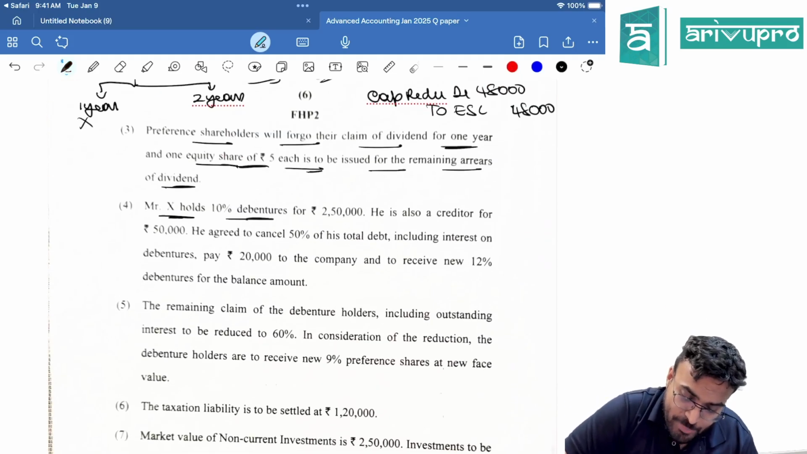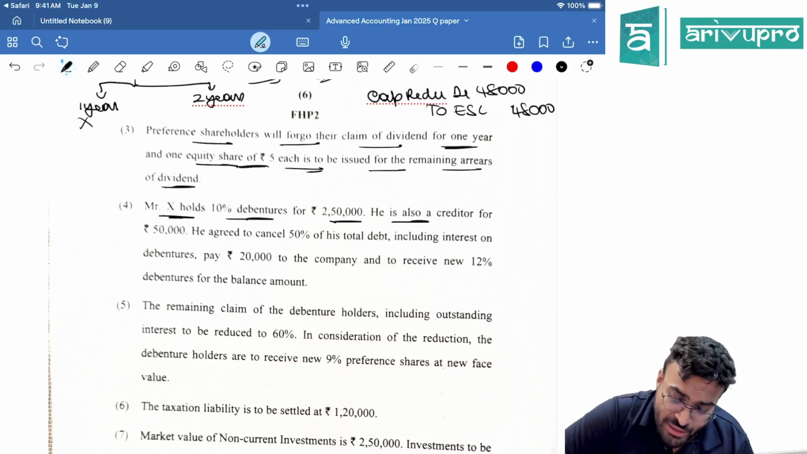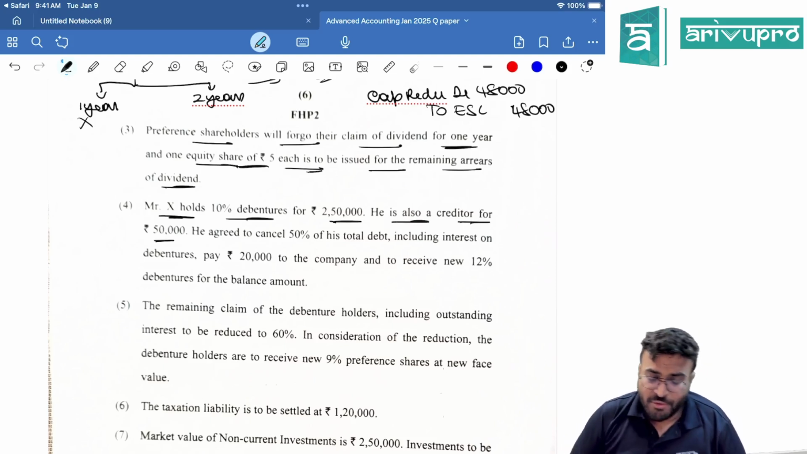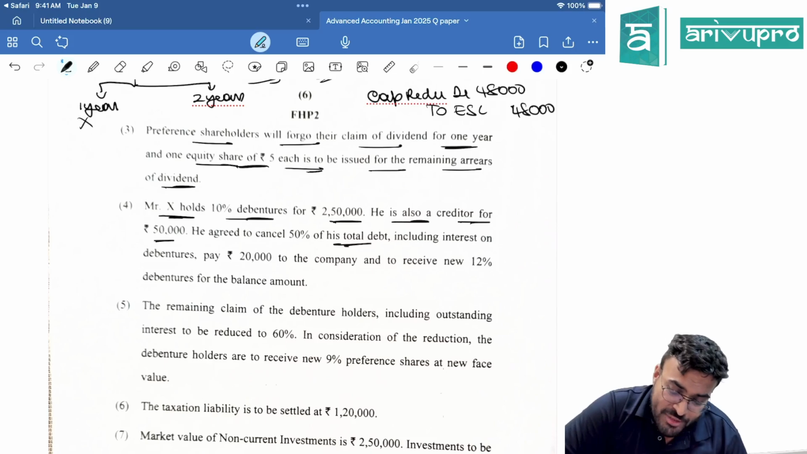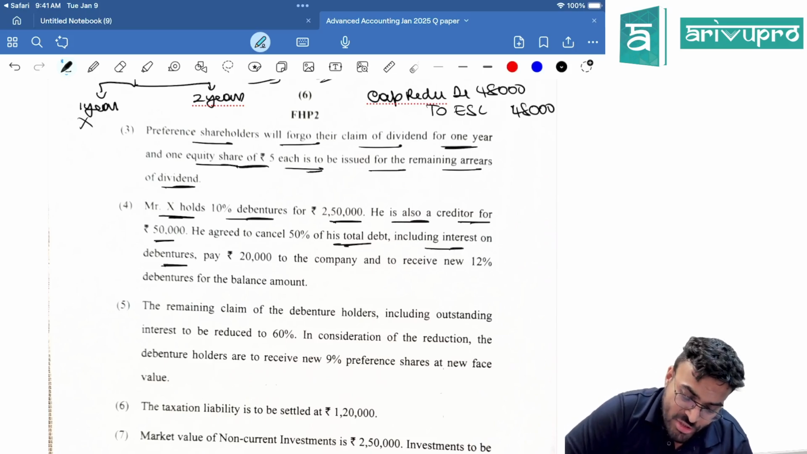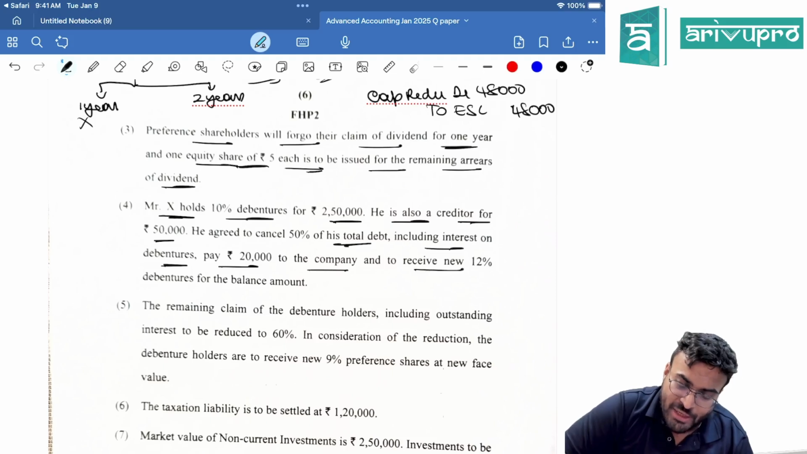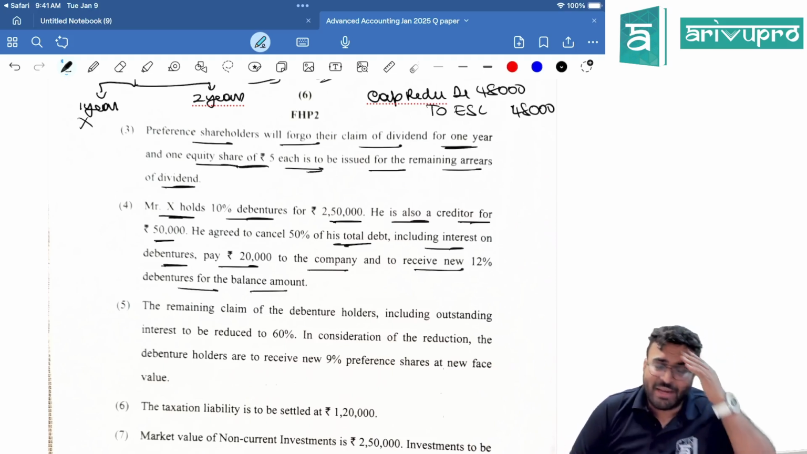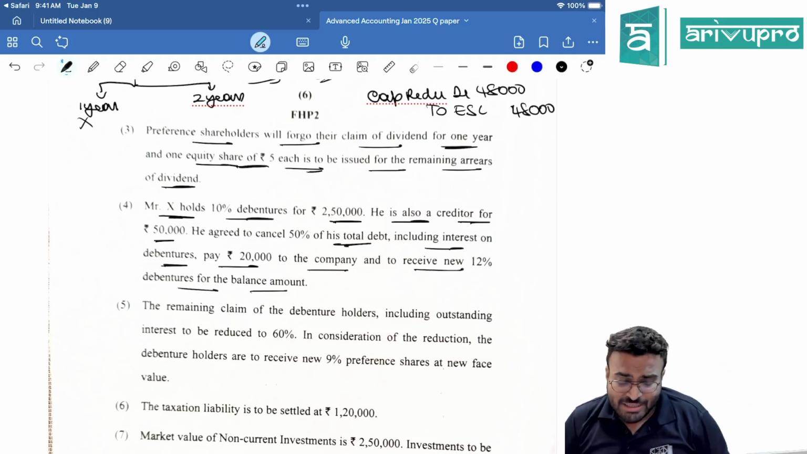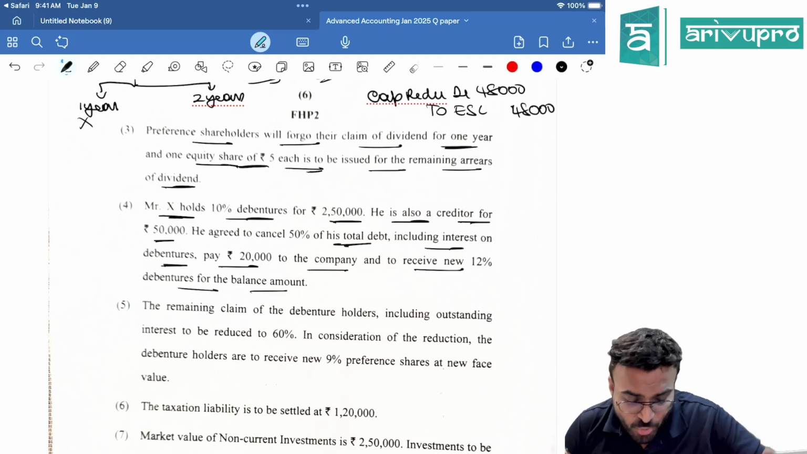Mr. X holds 10% debenture of 2,50,000. He is also a creditor for 50,000. He agreed to cancel 50% of his total debt, including interest on debentures, and paid 20,000 to the company and receive new 12% debentures for the balance amount. This we have seen, X has to be created and then we have to remove X altogether.